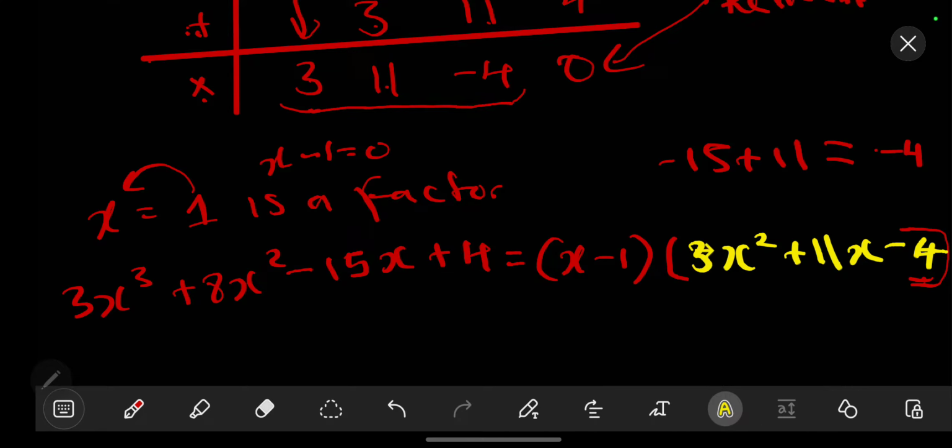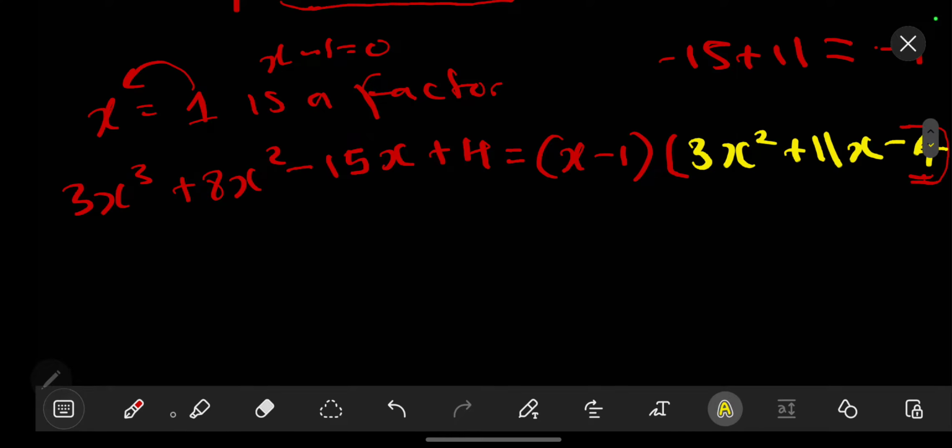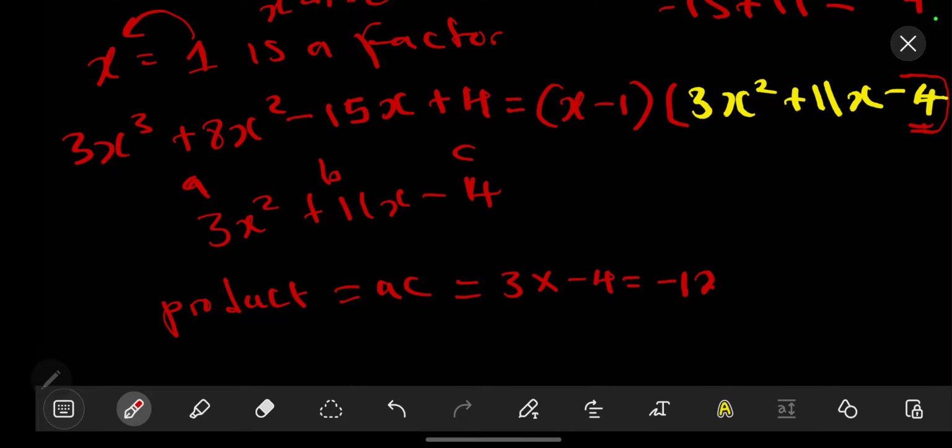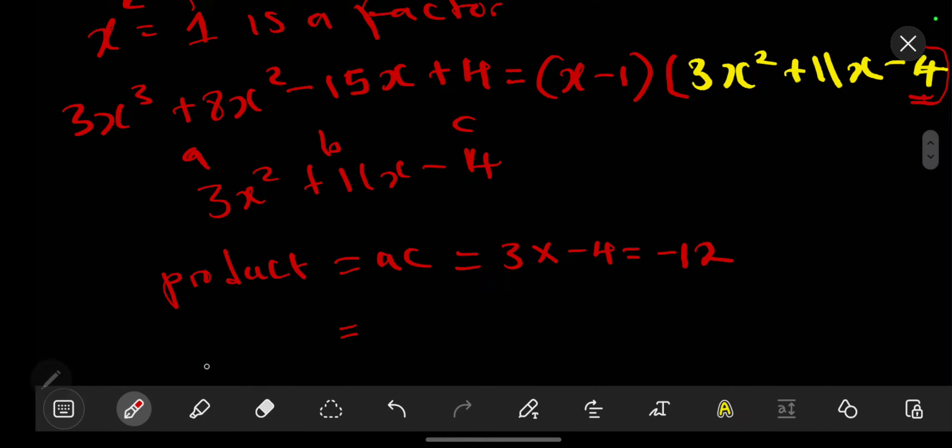What we are going to do is factorize this to find the value. So we have 3x squared plus 11x minus 4. We are going to use the usual approach. Our product should be equal to AC, where A is 3. This is our A, this is our B, this is our C. So A is 3 times C, which is negative 4, which gives us negative 12. Then our sum should be equal to B, which is the coefficient of x, 11.